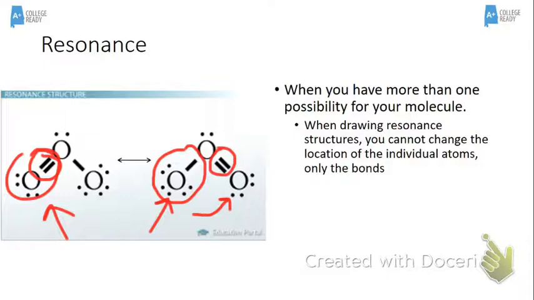So you have to make sure your electron counts are correct, and you have to make sure that your atoms are not being moved.